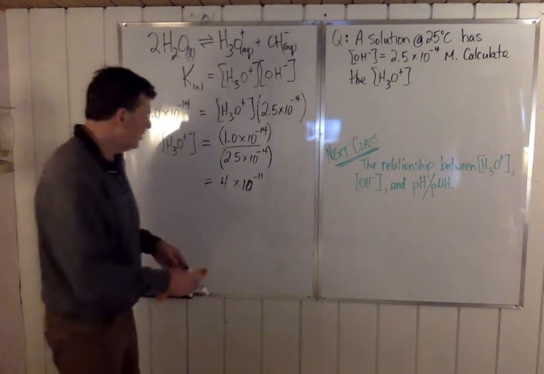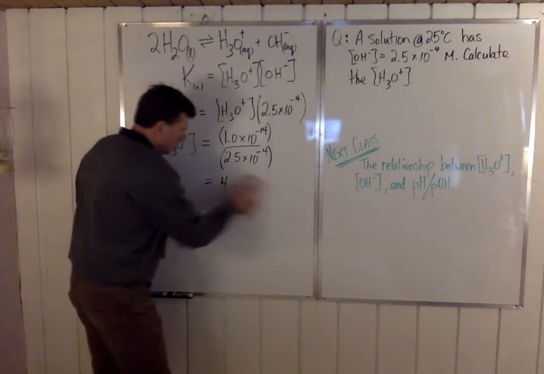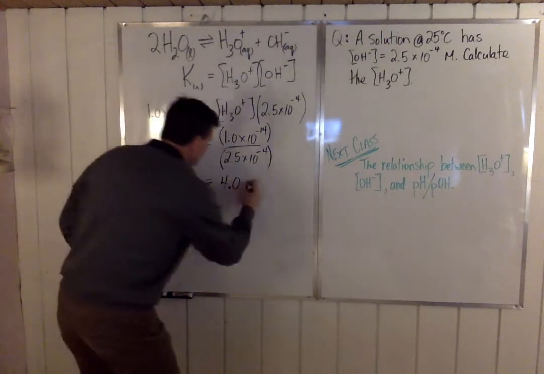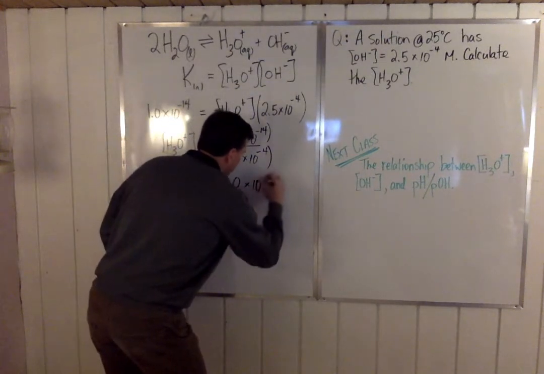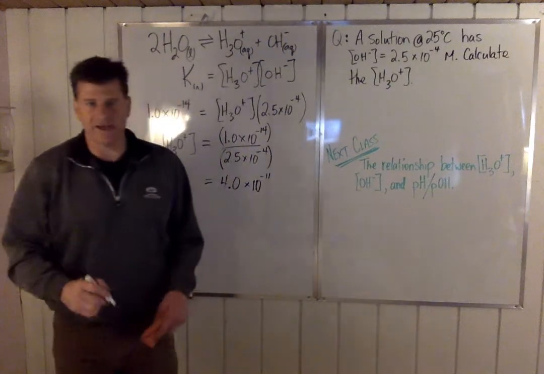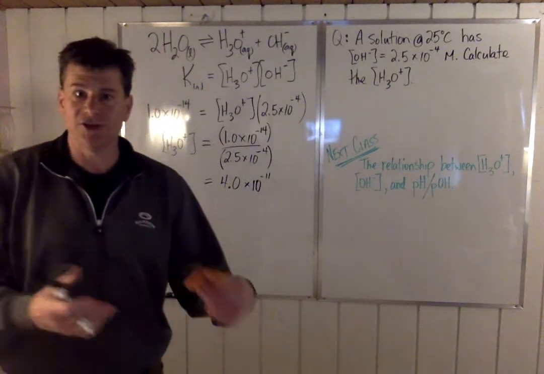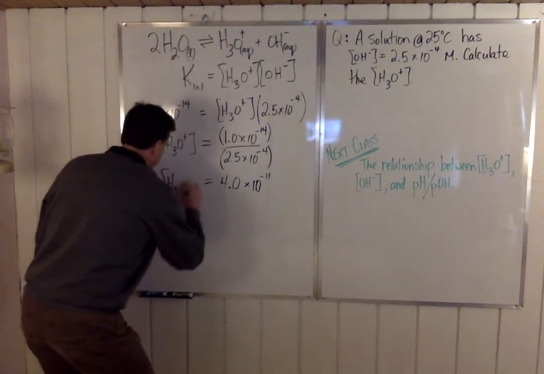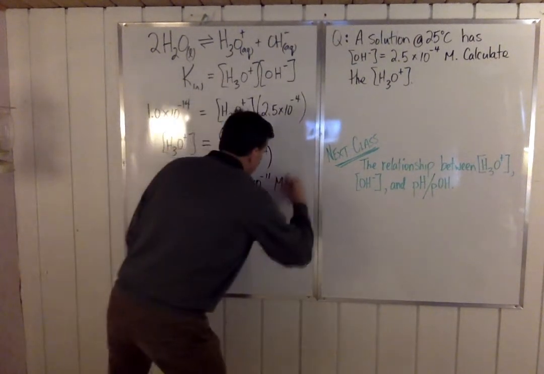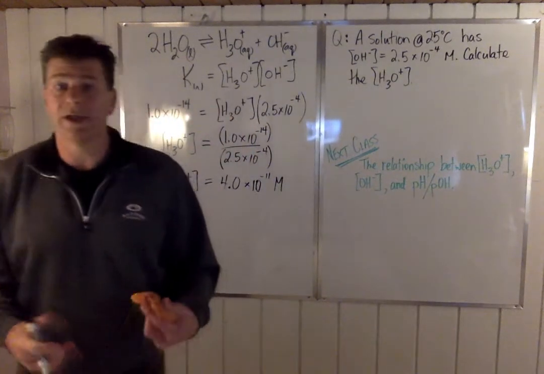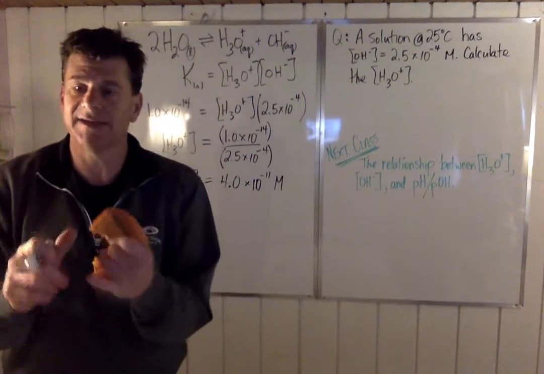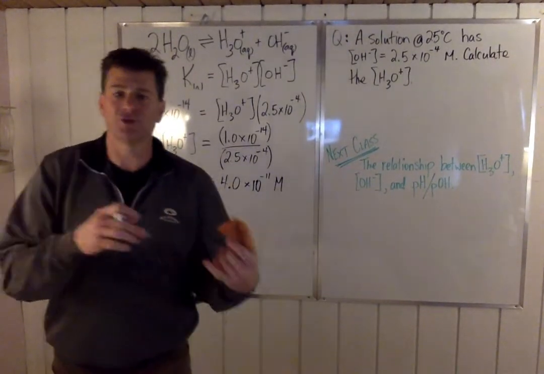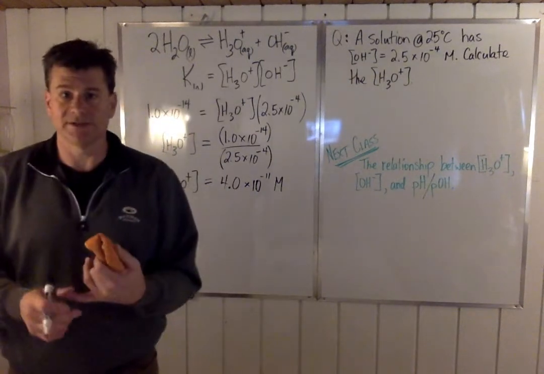How do you change 4 to having 2 sig figs? Well, you probably know. You're in Chem 12. The 4 is actually written as 4.0 times 10 to the negative 11. And then to make sure that it has a unit that makes sense, we're talking about a concentration here, so that is molar. In a solution that, at 25 degrees, has hydroxide of 2.5 times 10 to the negative 4, it has a hydronium concentration of 4.0 times 10 to the negative 11.